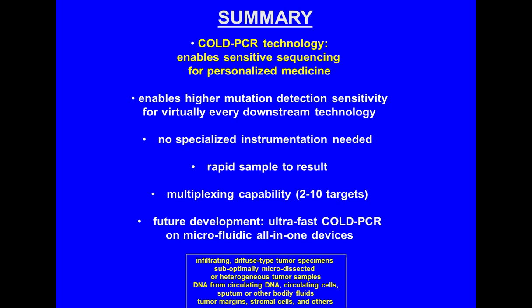So in summary, the COLD-PCR technology is very versatile. It enables sensitive sequencing for personalized medicine. You don't need an instrument. You get a high sensitivity at very little cost, essentially. It enables higher mutation sensitivity for every downstream technology you choose, whether it is NGS or real-time PCR, pyrosequencing, or other. No specialized instrumentation, rapid sample to result, and multiplexing capability, which is the emerging application, of the order of 2 to 10 targets. That's where we see the usefulness.